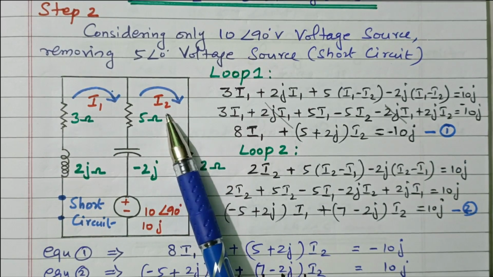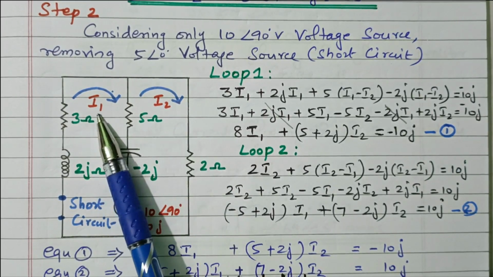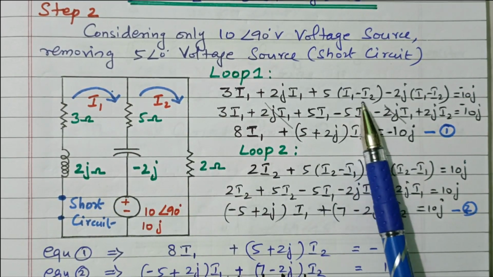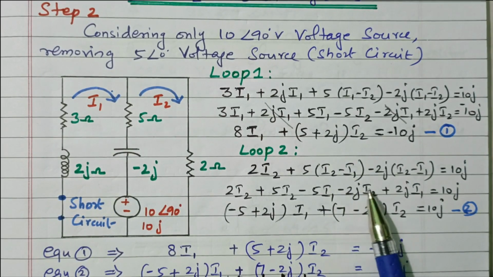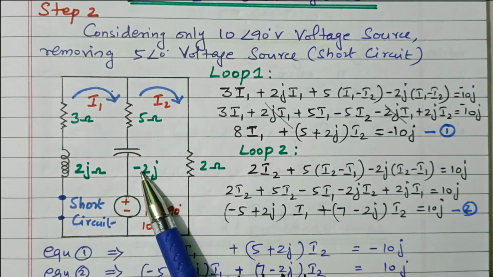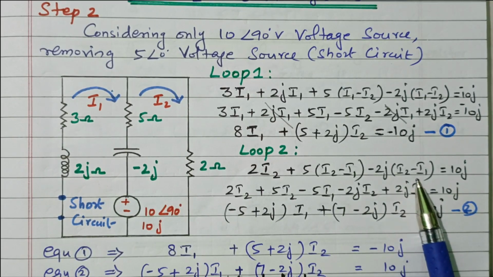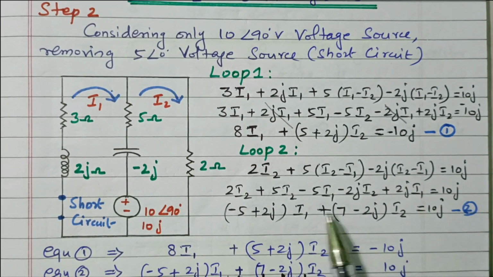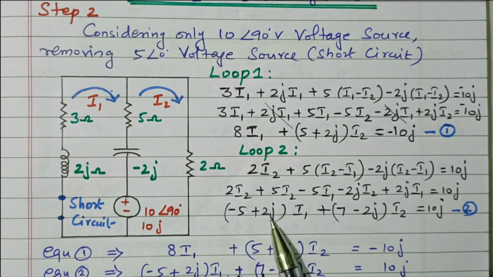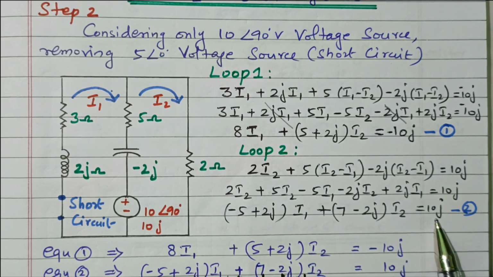Here we are taking I2 as a reference. In loop 1, I1 as a reference. So I1 minus I2. Here I2 minus I1. Similarly, the capacitor: minus 2j (I2 minus I1) equal to 10j. Right? After simplification what we got? Minus (5 plus 2j) I1 plus (7 minus 2j) I2 equal to 10j. This is equation number 2.